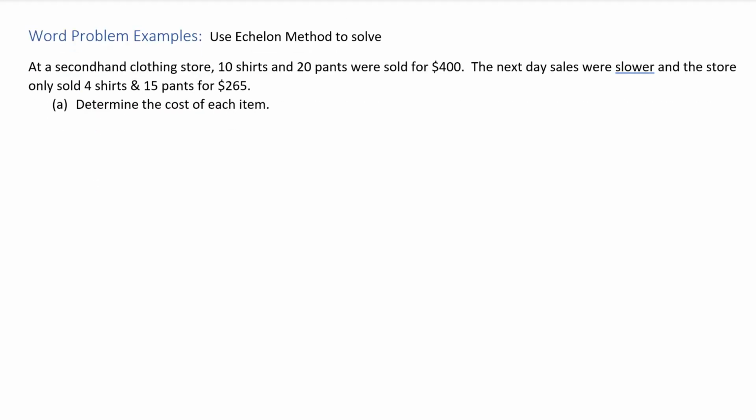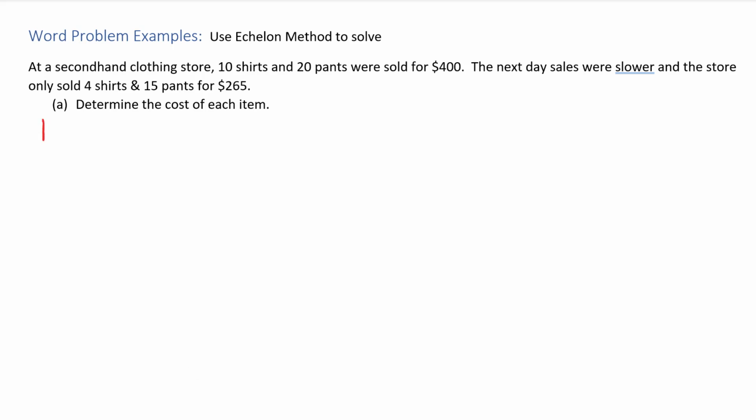We have one last problem here, and we're going to use a word problem. At a secondhand clothing store, we have 10 shirts and 20 pants were sold for $400. Now the next day, sales were slower, and the store only sold 4 shirts and 15 pants for $265. Determine the cost of each item.